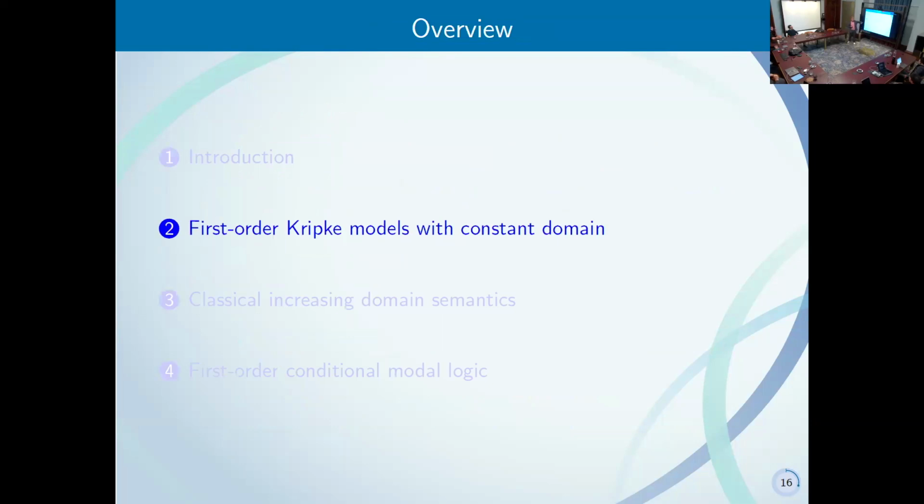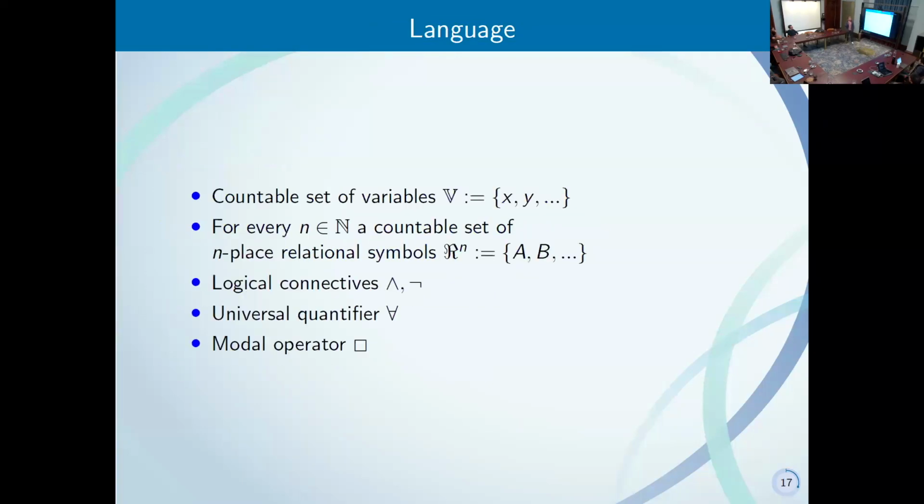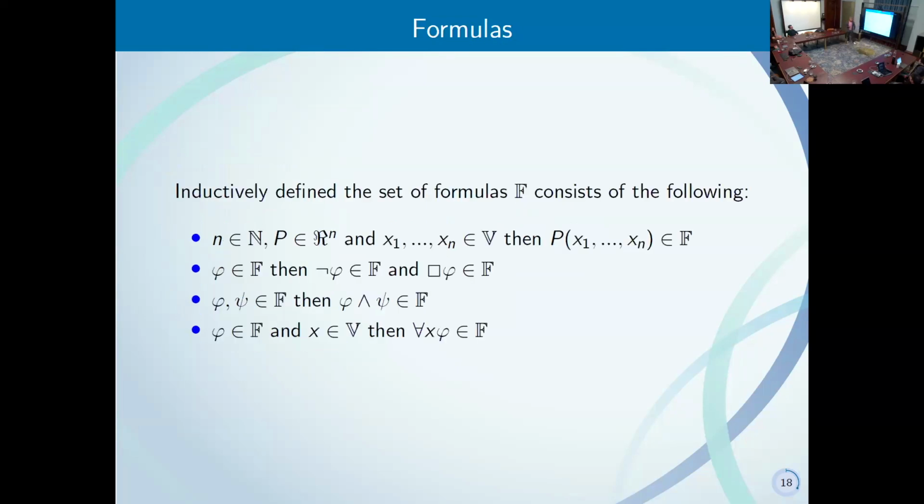So the first thing we're now looking at is actually this logic: first order Kripke models with constant domains. If you have seen modal logic, first order modal logic, you have seen exactly those, and you will see in a second why, because it's a nice extension for first order modal logic. So we have a language as expected: variables, predicate symbols, logical connectives, a quantifier, and so on.